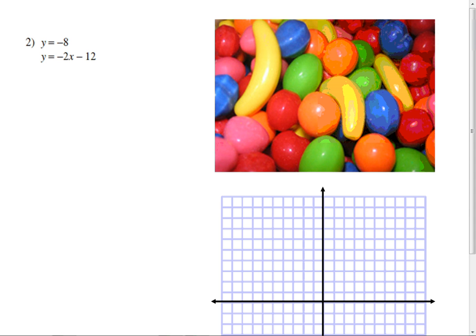Grunts. Is that what that was? Runts. They're runts. Okay.